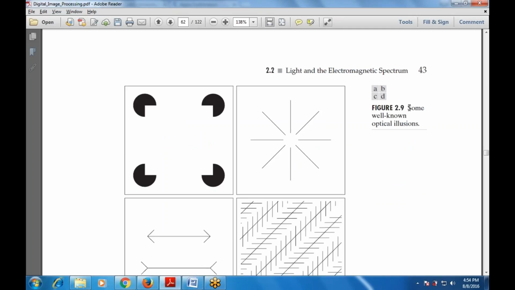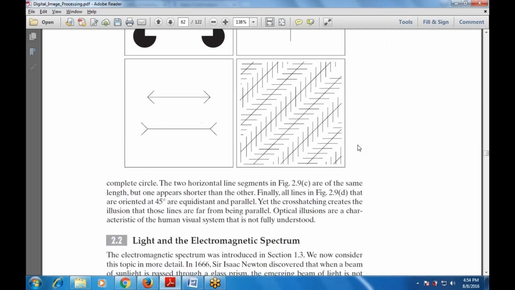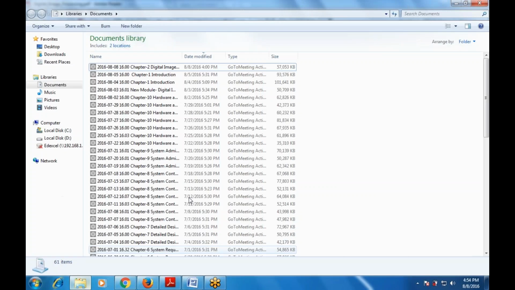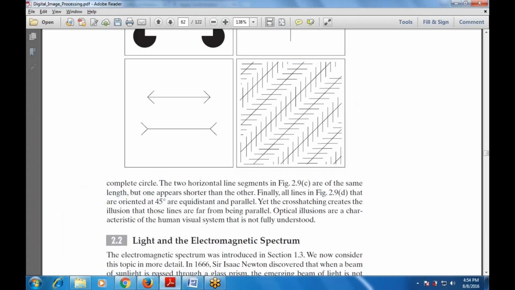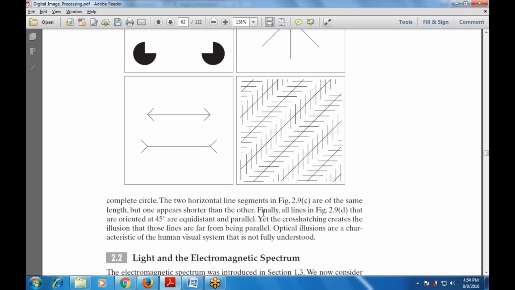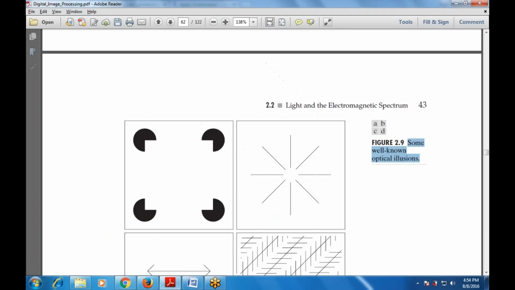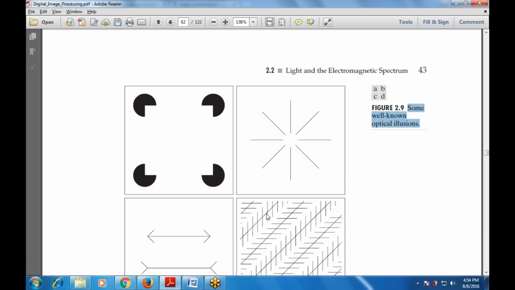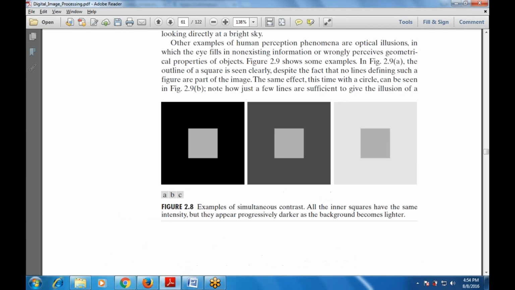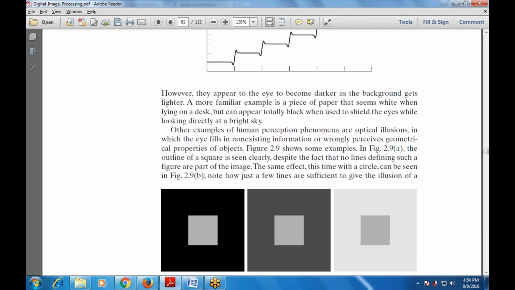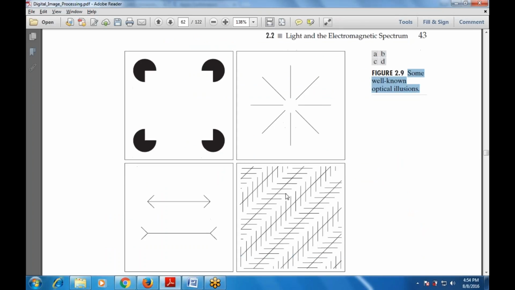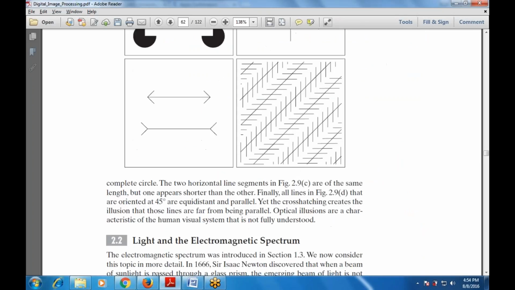This is figure 2.9, which shows some well-known optical illusions. This is an example, a complete circle, and the horizontal line segments represented in figure 2.9c. These are the four figures, A, B, C, and D. These are some well-known optical illusions, and the two horizontal line segments in 2.9c.